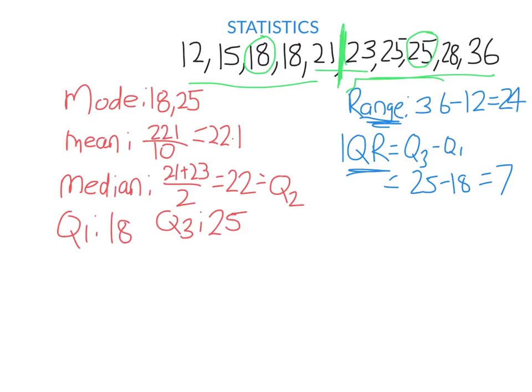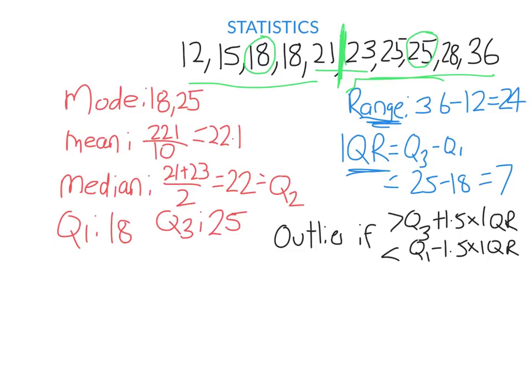Speaking of outliers, we actually came up with a mathematical definition of an outlier. In class, you would have learnt the mathematical definition. A number is an outlier if it is greater than Q3 plus 1.5 times the interquartile range, or it's less than Q1 minus 1.5 times the interquartile range. This means that we no longer look at the data and say, oh yeah, this number's a long way above. We actually have a definitive way to tell whether or not it's an outlier.